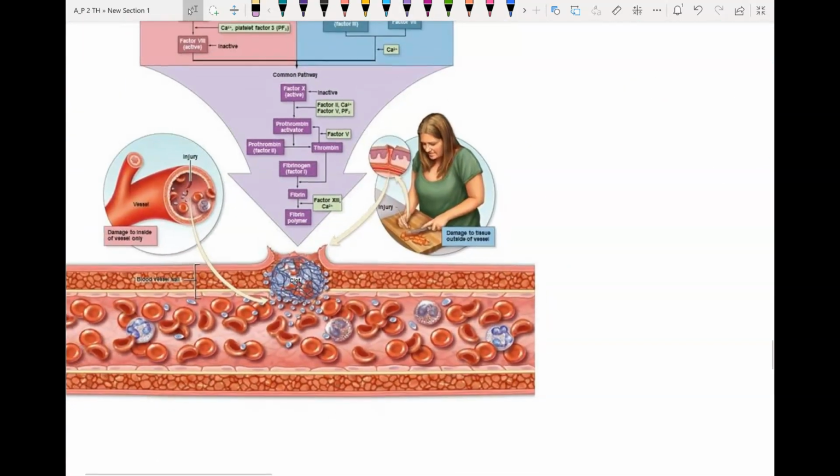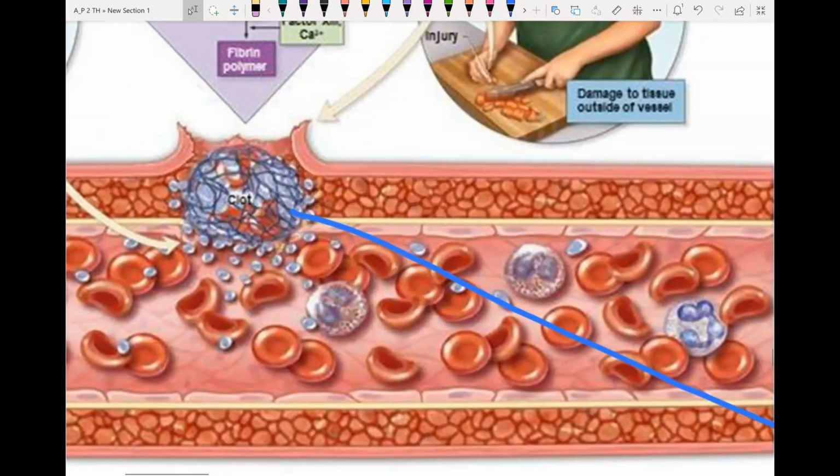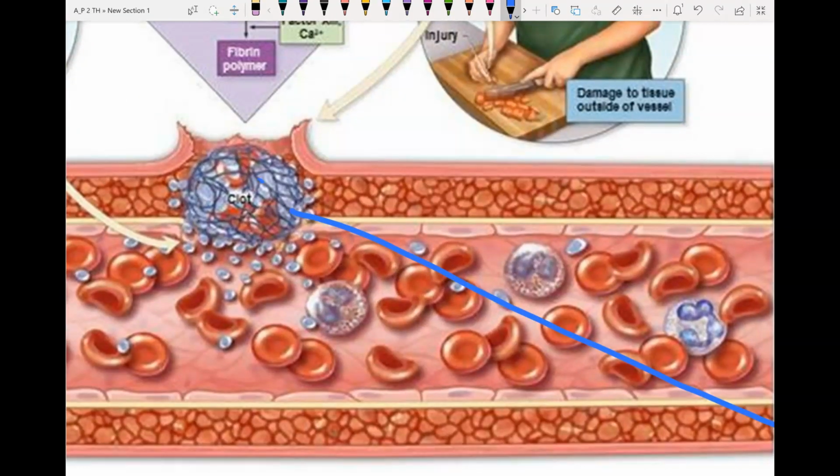First of all, let's look at the composition of a blood clot. Here is the clot. A blood clot is a web of fibrin with formed elements trapped inside. So if we look closely at this, you can kind of see this web, these strings here. This is a protein called fibrin.